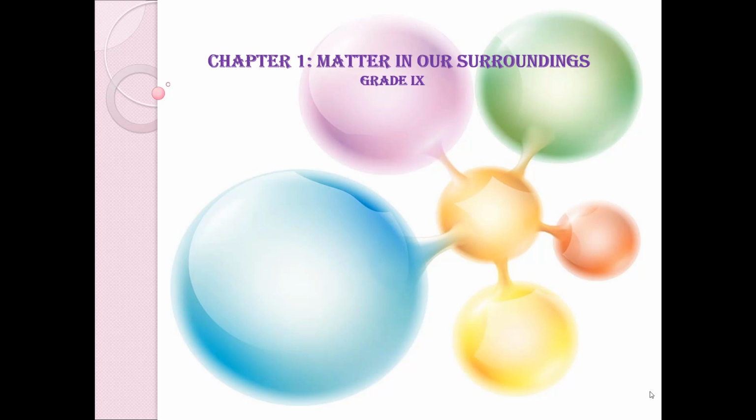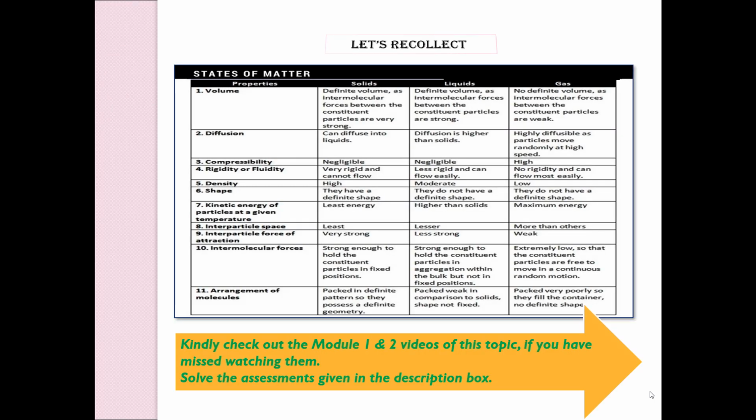This is Chapter 1, Grade 9 Science, Matter in Our Surroundings. And this is the Module 3 video of this topic in which we are going to discuss in detail the density of substances. But before we start, let's recollect what we have studied in Module 1 and Module 2 videos of this topic. If you have missed watching them, kindly visit the two videos. Also solve the assessments that are provided in the description box below.